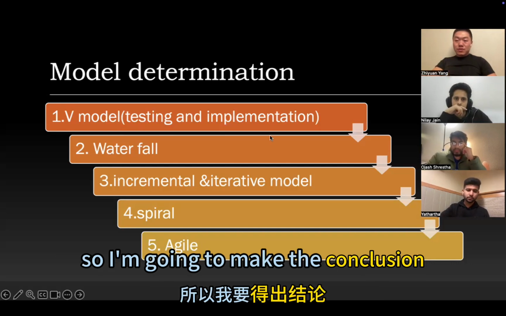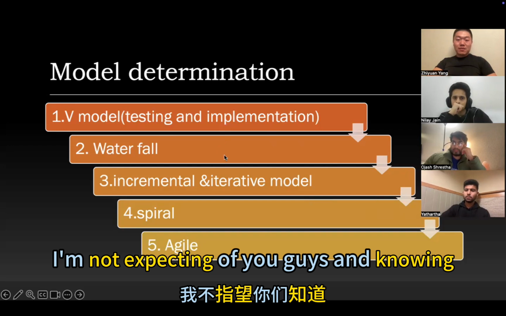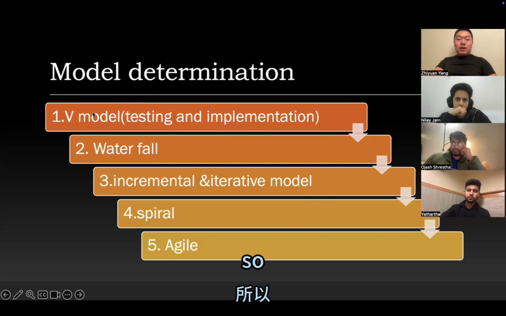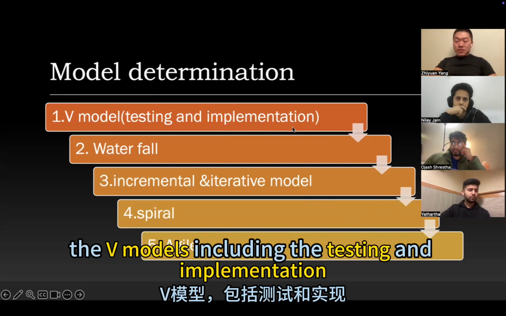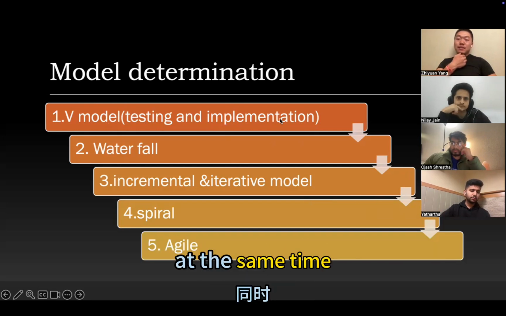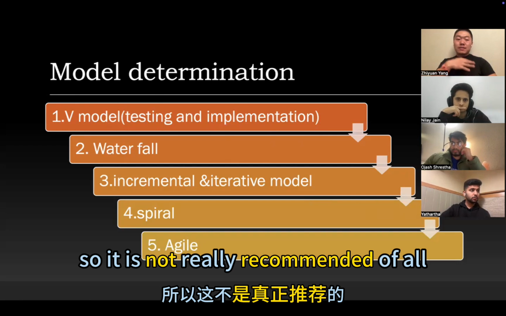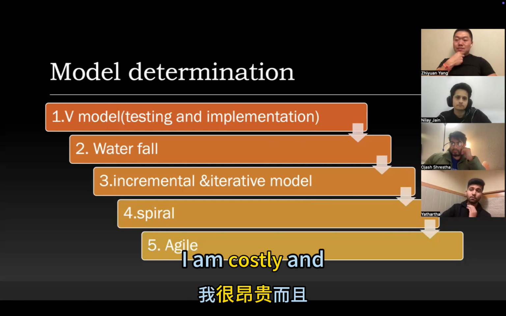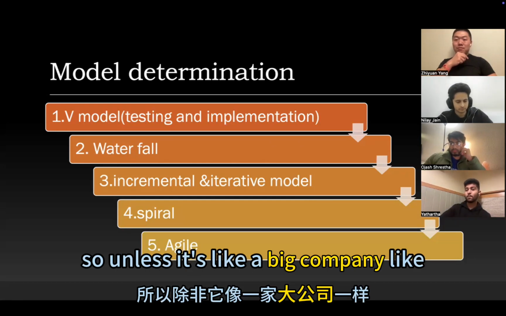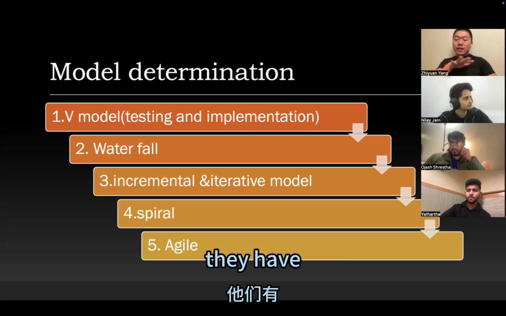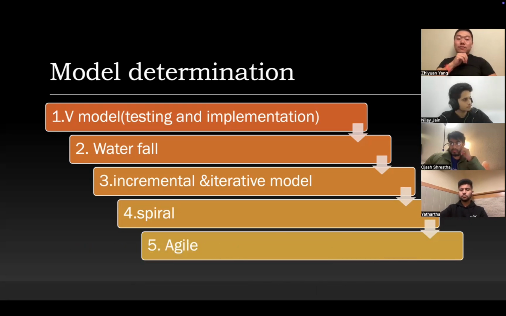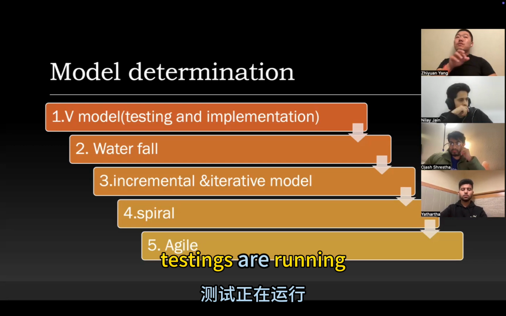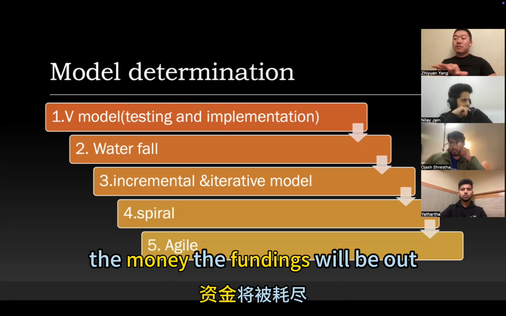So I'm going to make the conclusion. Three of you are software engineers, so I'm not expecting you to know much detail about product management. The V model includes testing and implementation, and the testing and implementation go on at the same time. So it is not really recommended among the five. Why? Because it's very time costly and very inefficient. Unless it's a big company like Amazon or Google, they have enough employees and enough funding. Usually 70% of the effort is running through the tests, and then the funding will run out of the project.